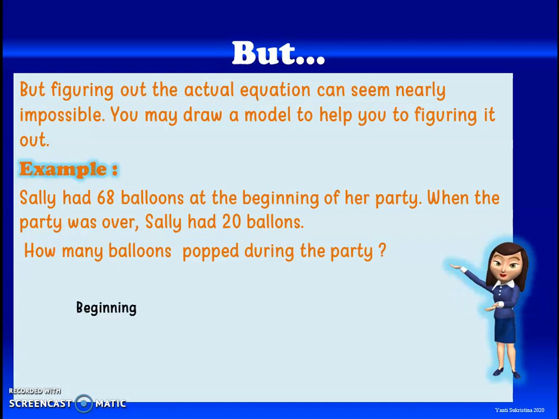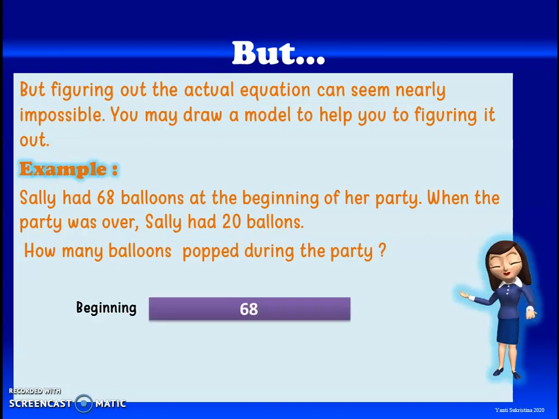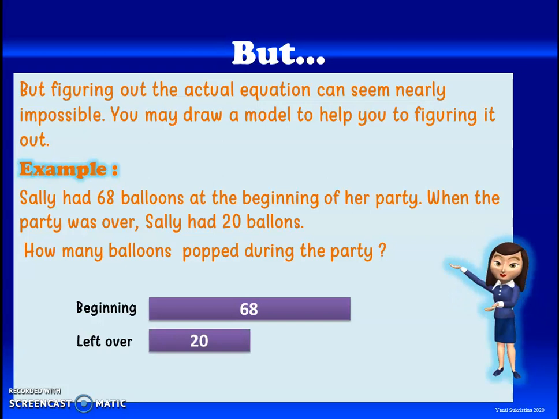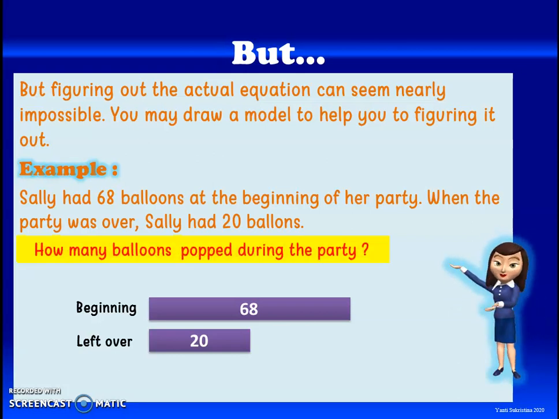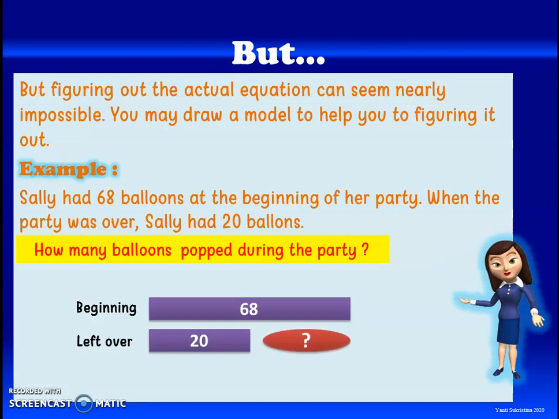So you may draw, at the beginning, a bar model. You draw the bar with the number 68 on it. And then, from the question, you will find the leftover is 20. Back to the question: how many balloons popped during the party? You may express it using a question mark and then circle it.